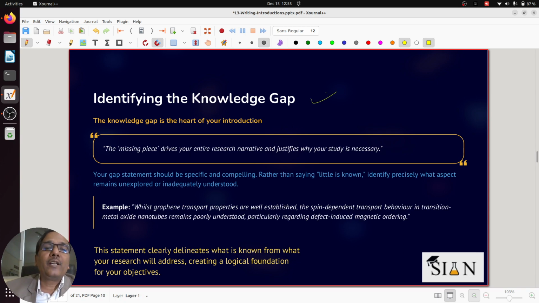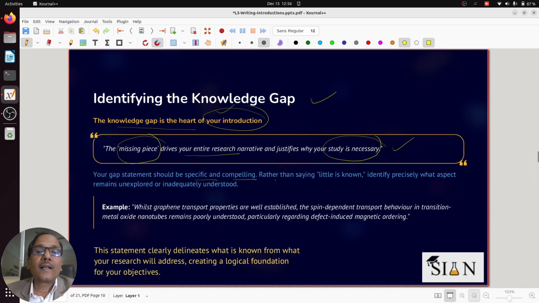Then next will be identifying the gap. The knowledge gap is the heart of your introduction. Remember this line: this is the introduction part, the knowledge gap, whatever that gap is, it's the heart of it. The missing piece drives your entire research narrative and justifies why your study is necessary. Your gap statement should be specific and compelling. Rather than saying that little is known, identify precisely what aspects remain unexplored or inadequately understood.